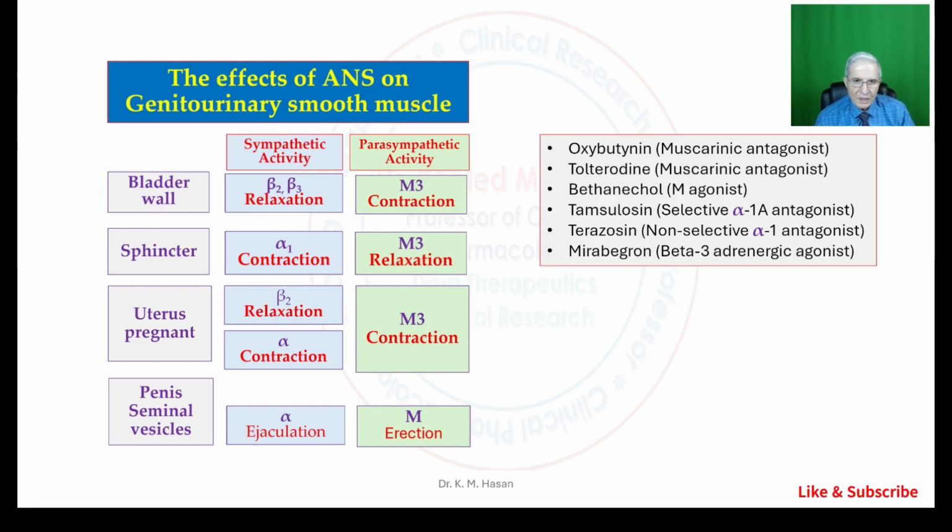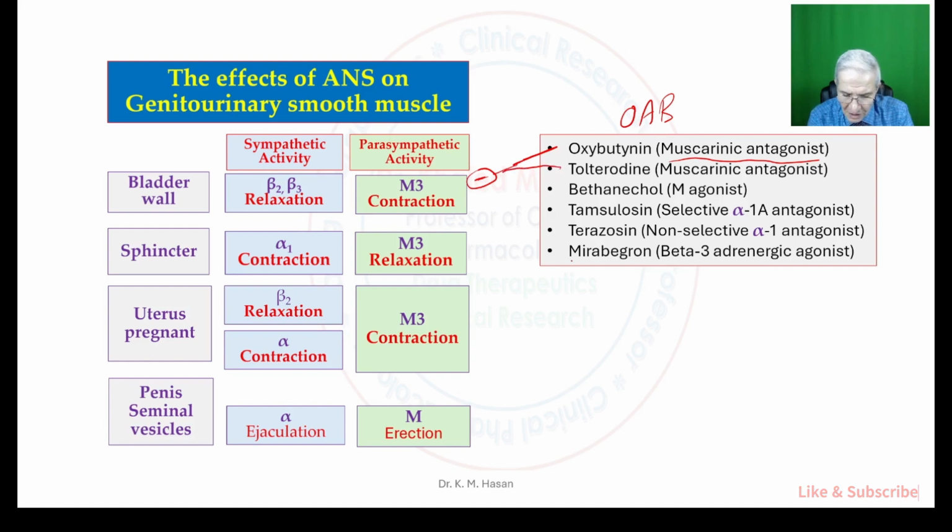Okay, so here we need to mention briefly about the medication. Some medication used for therapeutic benefit. For example, we have oxybutynin, a muscarinic antagonist. Oxybutynin tries to block this receptor here, and it is used for overactive bladder.